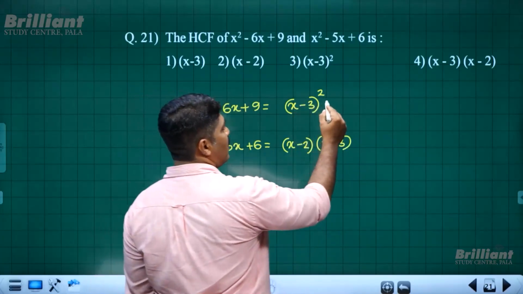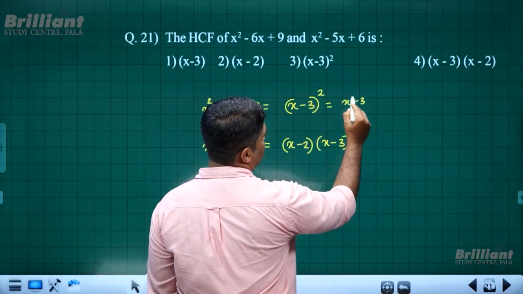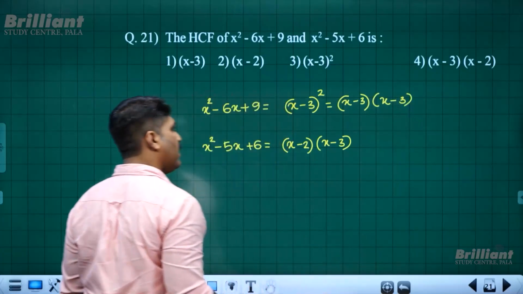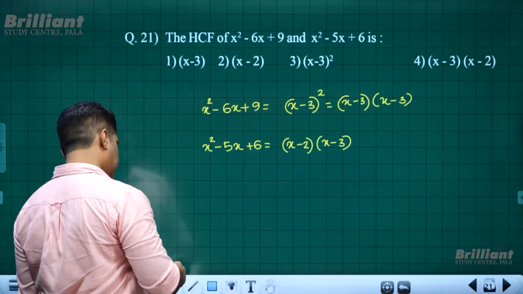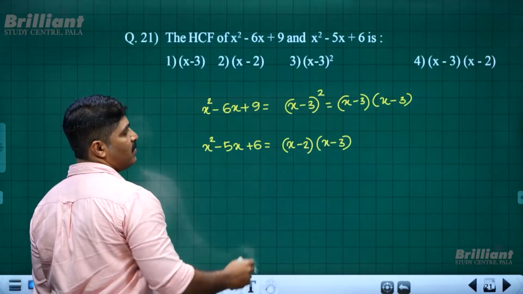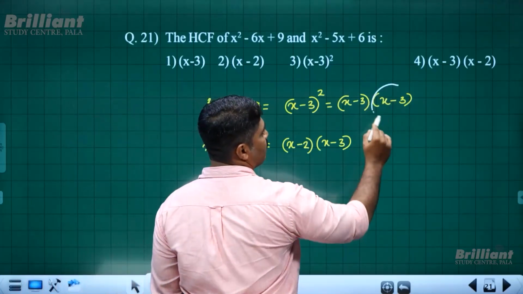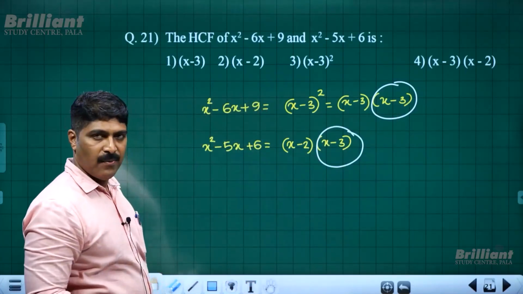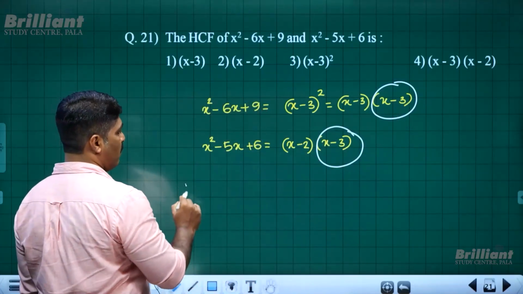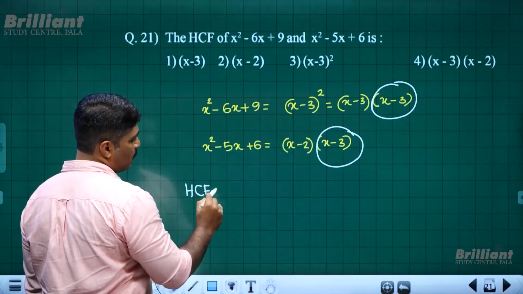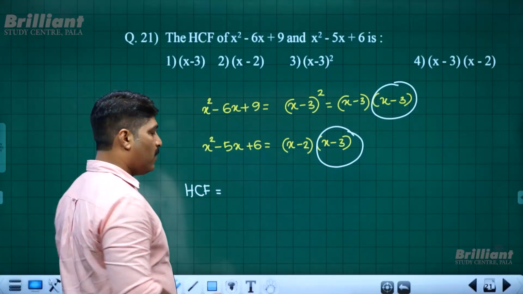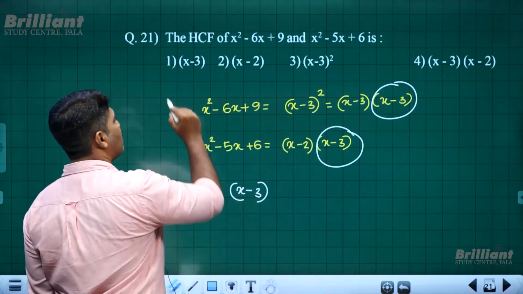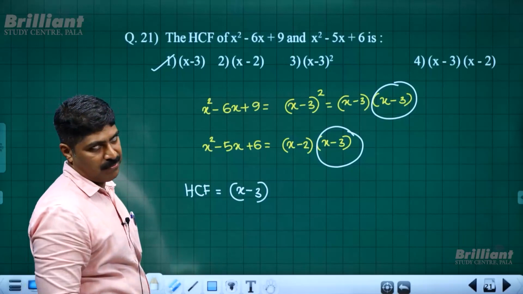So this x minus 3, the whole square, is nothing but x minus 3 into x minus 3. While considering these two expressions, whether there are any common factors, yes, here x minus 3 is common. So we can take the HCF of these two algebraic expressions. No doubt that is x minus 3. So the answer is the first option.